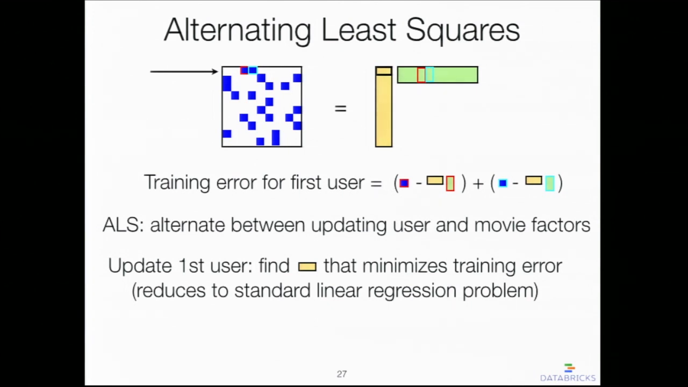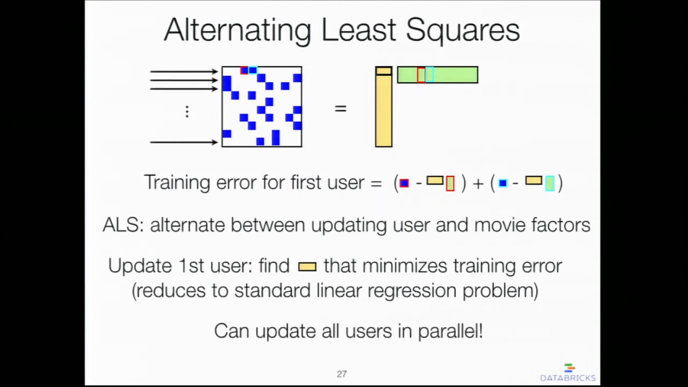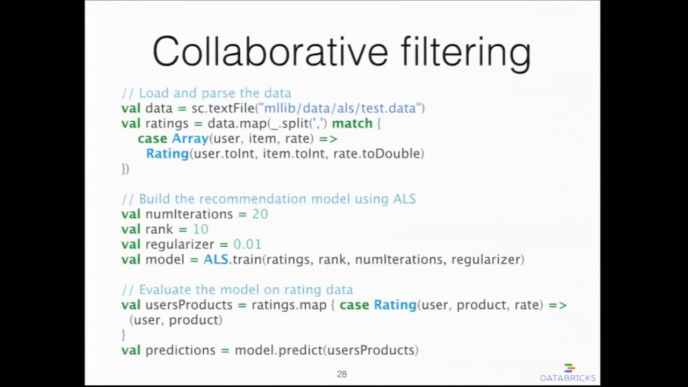This can be reduced to a standard linear regression problem. Moreover, you can do this in parallel for all users at the same time. You have to be a little bit careful about how you minimize communication for large-scale problems, but if you do this in a reasonable way, you can do these all in parallel. Once you're done with all the users, you can then go back and do the same thing for all the movies. And again, keep doing this in an iterative fashion until you converge to a stable answer or until you've run for a certain number of iterations. All right, so that's ALS.